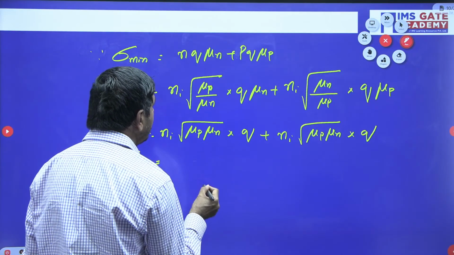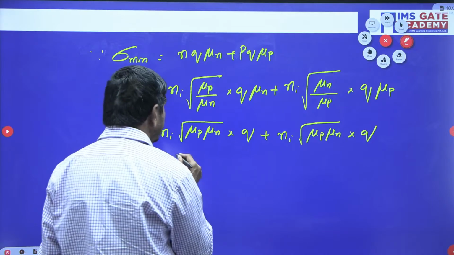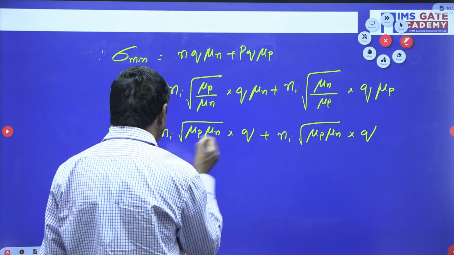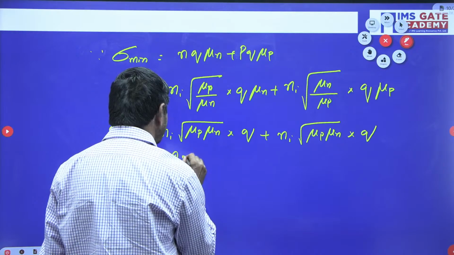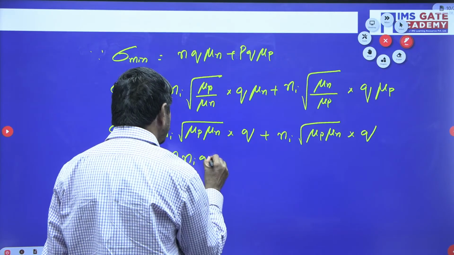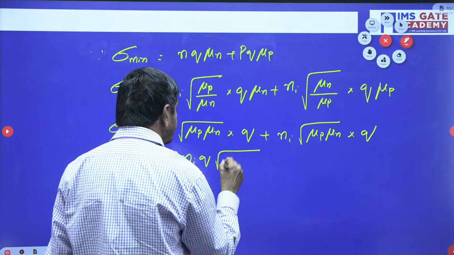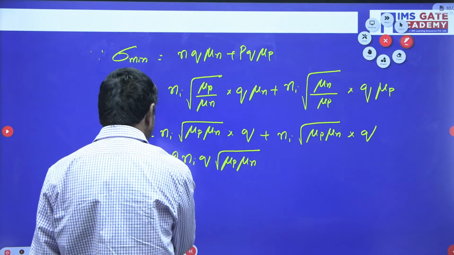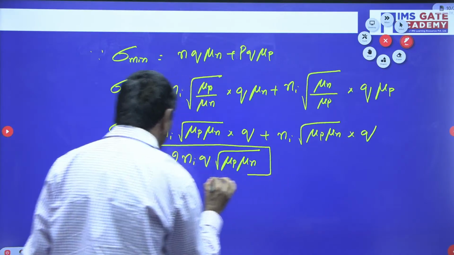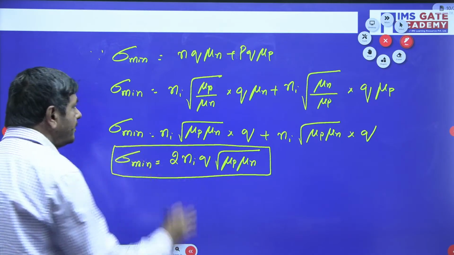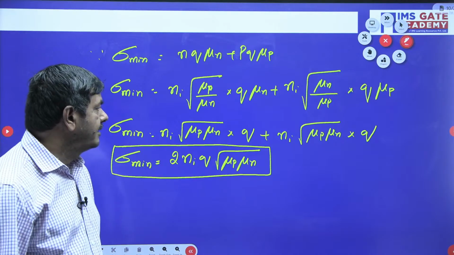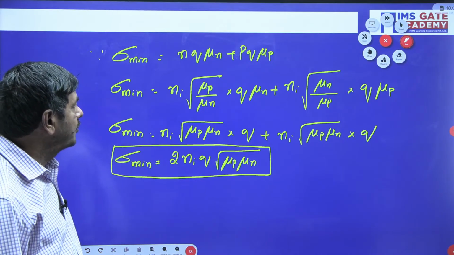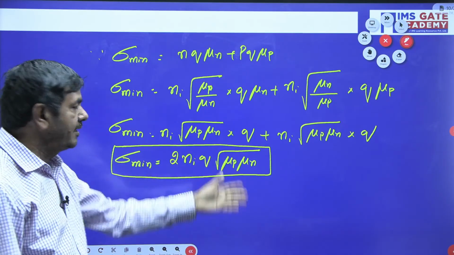Ni is to be taken common. Can you take Ni common? Sorry, all are equal only now. 2 times it comes exactly. 2 into Ni into q into under root of mu p into mu n. Yes, the formula we should apply to find out the minimum conductivity: Ni into root of mu p mu n into q. That way we can calculate.